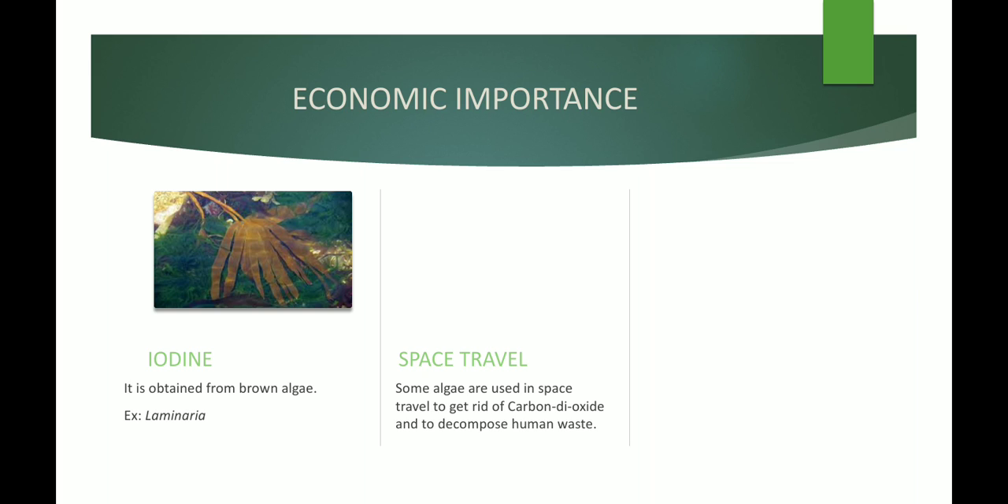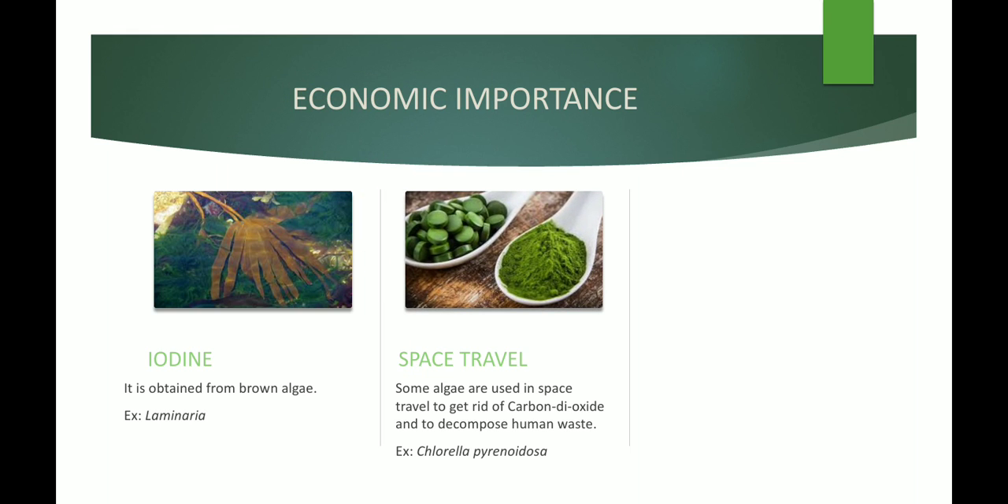And one more thing is, as these algae are autotrophic, they produce oxygen and consume carbon dioxide in the process of photosynthesis. So they keep the environment rich in oxygen, and the carbon dioxide that is given out by us, they consume and use again for photosynthesis. That is why algae are useful in space travel. The algae that we can use for space travel is Chlorella pyrenoidosa. So you can see the pellets and powder forms which are consumed by the astronauts.